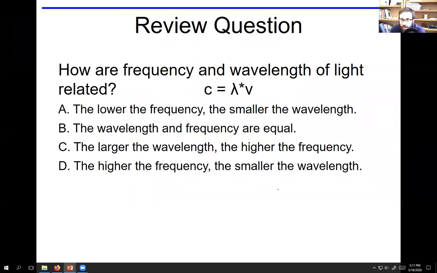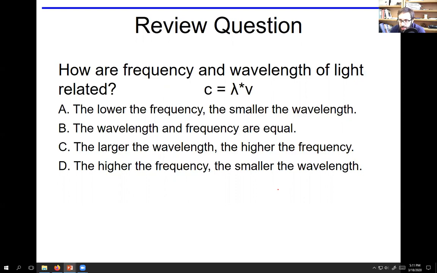Some random review questions that relate to quantum chemistry topics, not totally random. How are frequency and wavelength of light related? Ooh, great question. Got to know this. The lower the frequency, the smaller the wavelength. You can pause this video and try to answer this if you want.